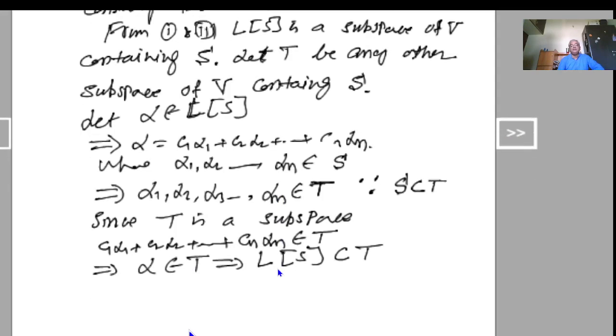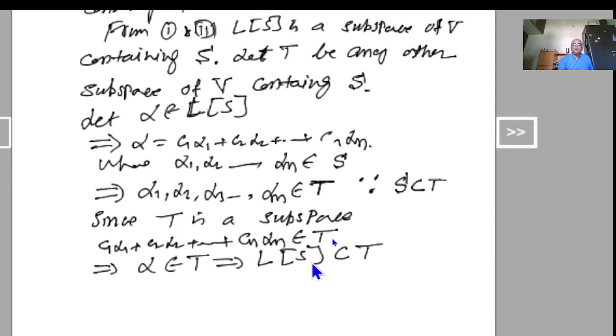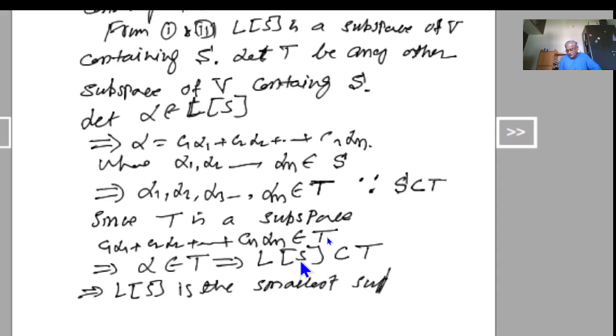So this implies L of S is the smallest subspace. Here both are subspaces of V containing S, but L of S is the smallest subspace containing S. So this proves the result of the three parts.